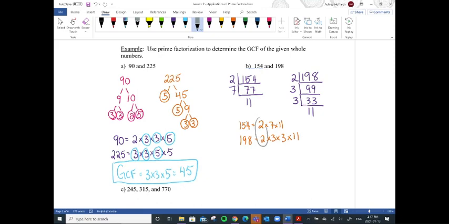So they both have a 2. 154 has a 7, but if I look at 198, there's no 7s. 198 has two 3s. If I look at 154, there's no 3s. So neither of those can be used, but they both have an 11. So the two common numbers are 2 and 11. So your greatest common factor would be 2 times 11, which would give us 22.